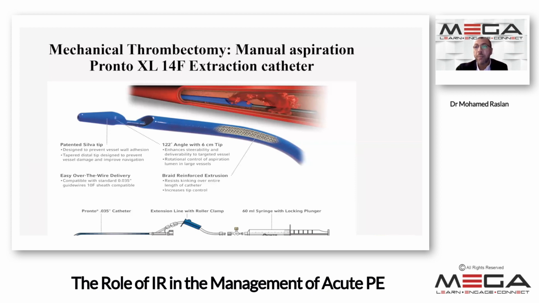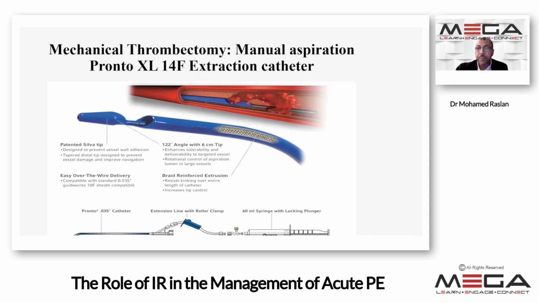This is an example of how companies make efforts trying to reach an ideal device. You can see here the smooth tip is less traumatic. The distal angle gives torqueability. You can push your catheter and steer it until you reach the desired area. And the braided shaft makes it kink resistant, okay? And this notch here gives you a larger lumen for aspiration.